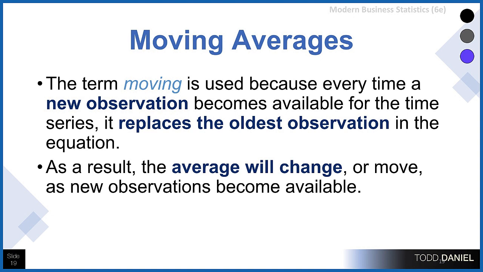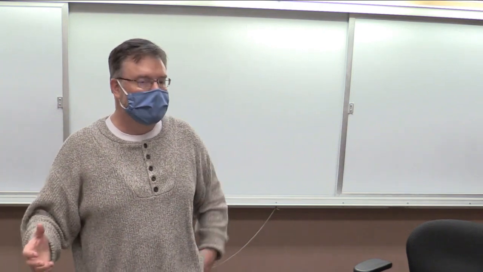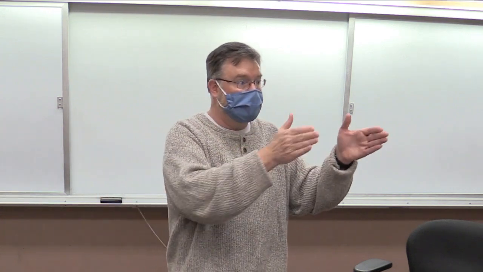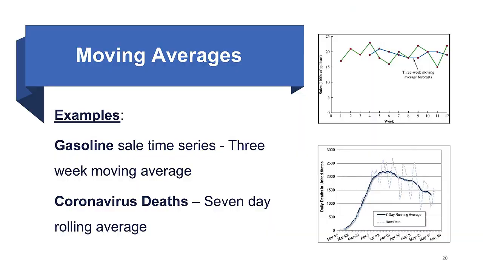Moving averages. The reason we use the term moving is because every time we get a new observation, it's going to replace the oldest observation in the equation. And as a result, we're going to see changes in the averages over time as new information becomes available. We are looking for new observations. Maybe they're coming in at a daily rate. So every day we're getting new information. And we're not going to cling to information from weeks or months ago. We're going to give a limited time frame and keep moving that time frame forward, adjusting with our new information.